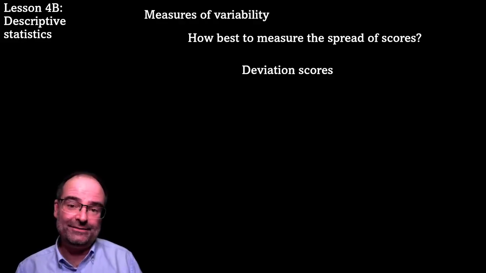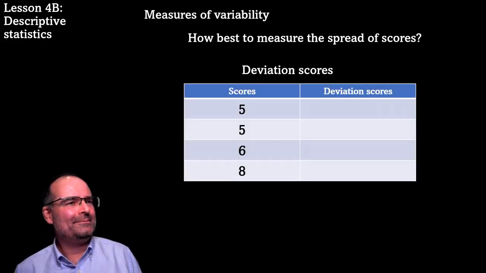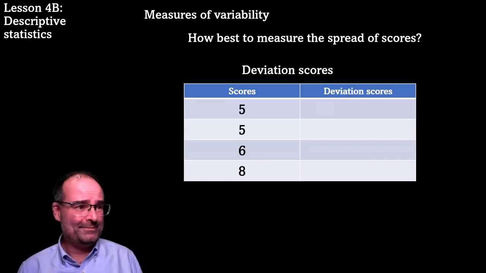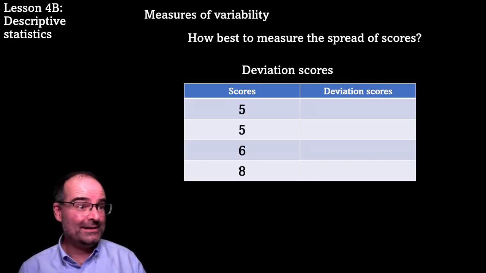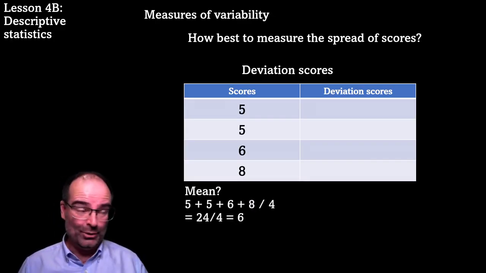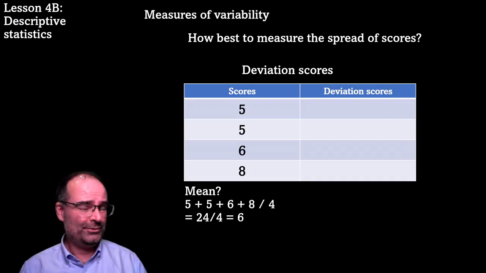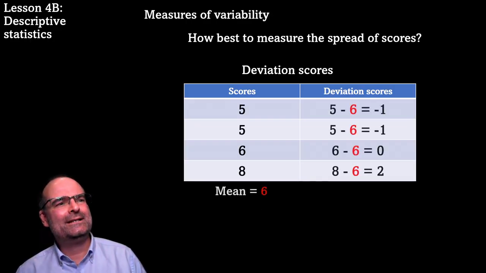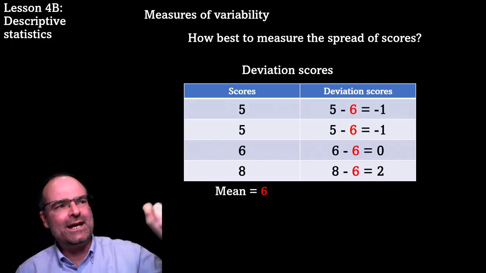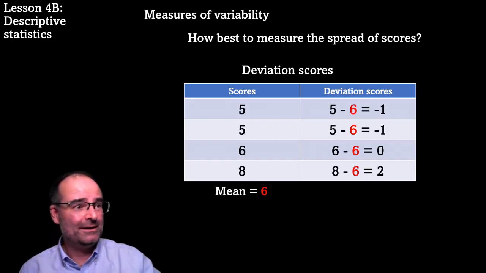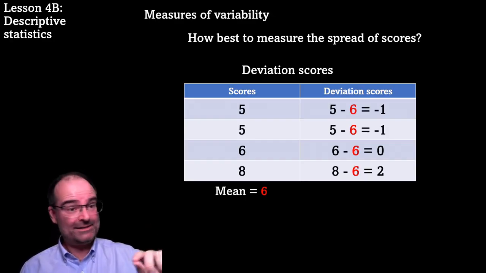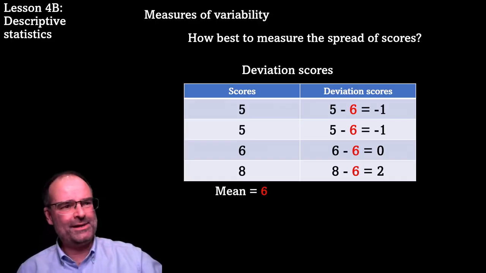We use something called deviation scores. And I'm going to use a very small data set with just 4 numbers here: 5, 5, 6, and 8. First thing we need to do is get the mean of those scores. So we add them all up and divide by the number of scores. 24 divided by 4 is 6. The mean is 6, okay? And what we do with that mean of 6 to make deviation scores is we take it away from each of those scores. 5 minus 6, negative 1. 5 minus 6, negative 1. 6 minus 6, 0.